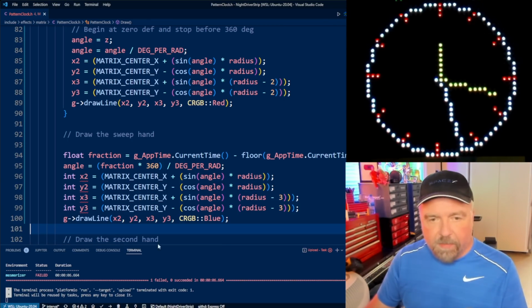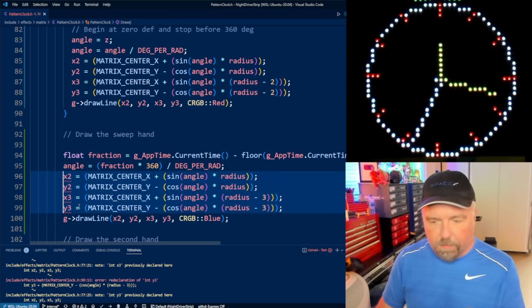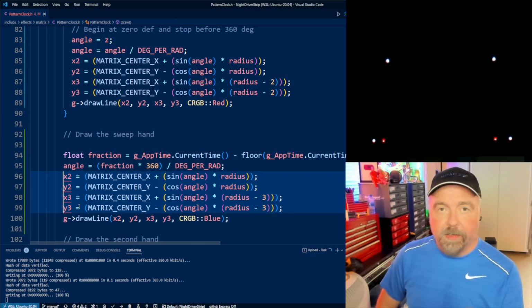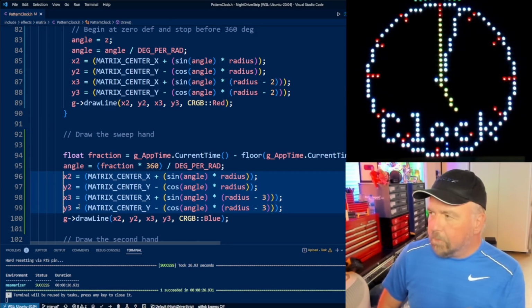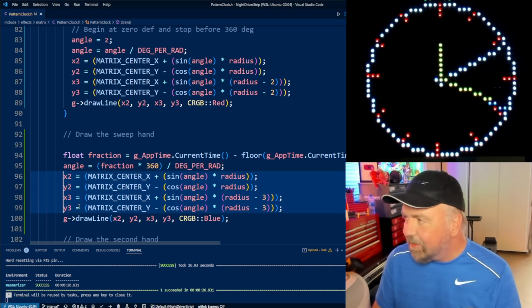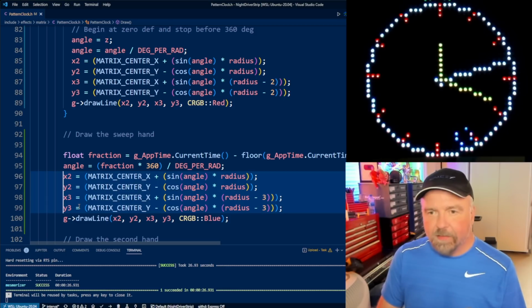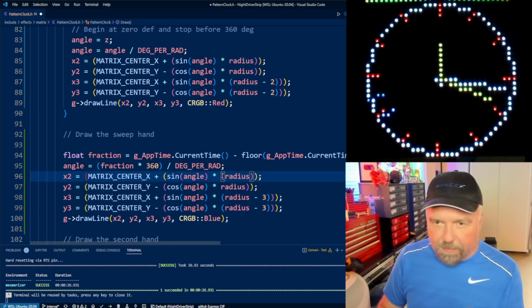Did I have a mistake? What happened here? Oh, I redeclared all these guys. Don't want to do that. All right, we're uploading. There, a little sweep hand. This does poke out the outside, though, unfortunately. So let's do radius minus 1, just to be certain.